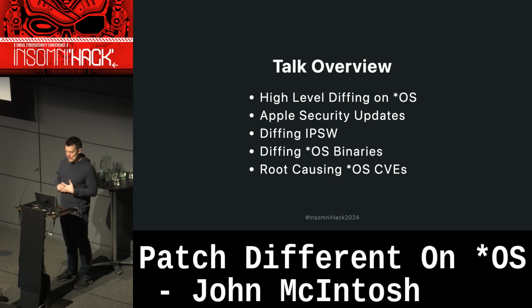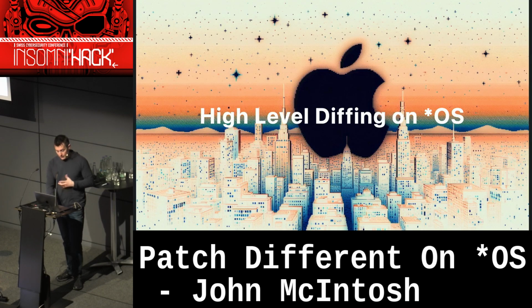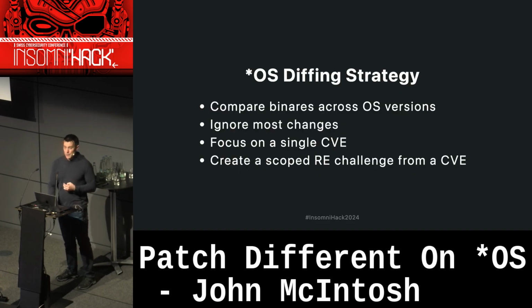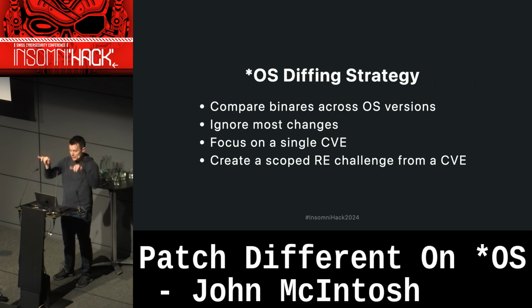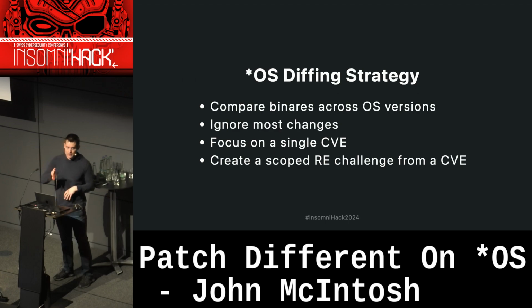And we're going to look at how to diff the binaries, and then finally how to root cause them, and kind of dig into that. So for the high-level diffing, the strategy we're going to use is we're going to look at 2 points in time. A new version of the operating system and the one before. And then we're going to take the entire operating system, look at all the changes that were there, ignore most of the changes, and try to focus on a single CVE.